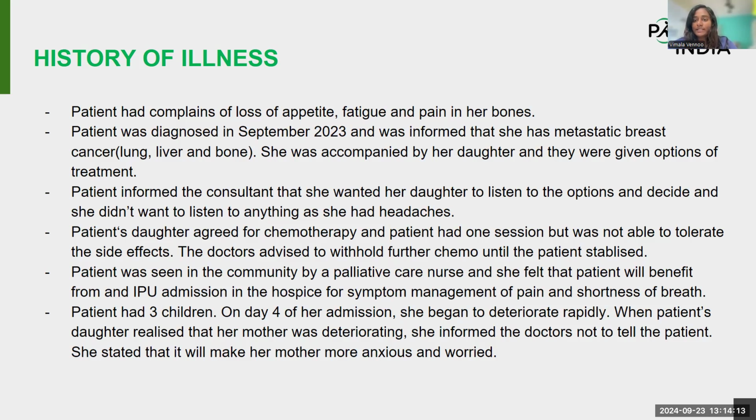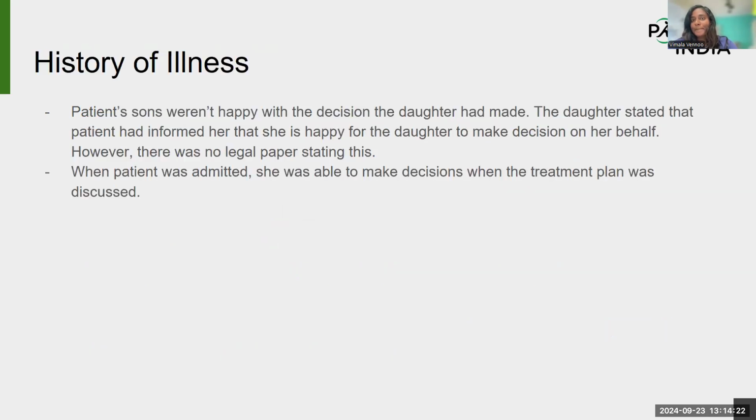When the patient's daughter realized that the mother was deteriorating, she informed the doctors she does not want the patient to know, and she stated that it would make the mother more anxious and worried. Next. But the patient's sons said that the daughter cannot make a decision on behalf of the mother because there's no legal paper stating so, and it was just a verbal agreement. When the diagnosis was made, the mother did say that she wants the daughter to choose the treatment plan. However, there was nothing stated that she wants her to be her health advisor.